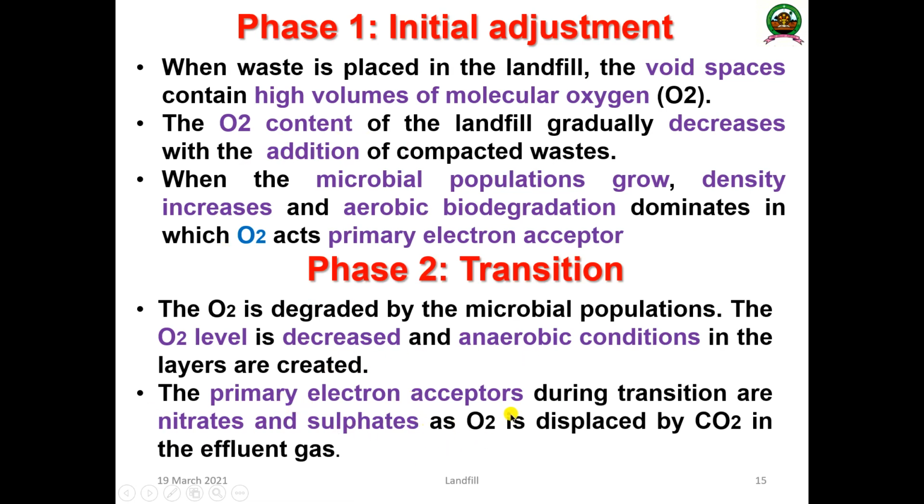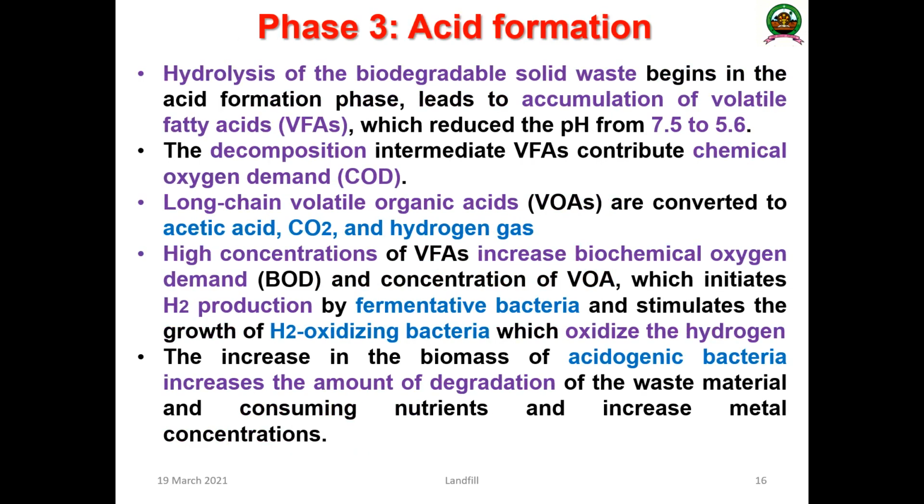Oxygen is displaced by carbon dioxide in that effluent. So the primary electron acceptor during the transition is replaced by nitrate, because anaerobic conditions have prevailed here, and this makes nitrate and sulfates the electron acceptors. The third one is the formation of acid. The next one is the hydrolysis of biodegradable solids.